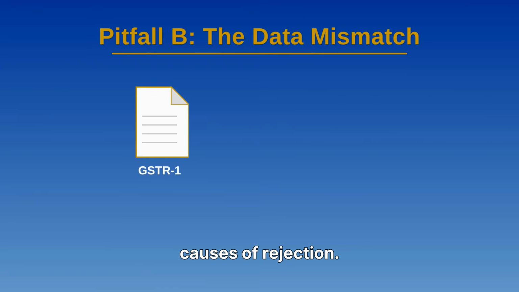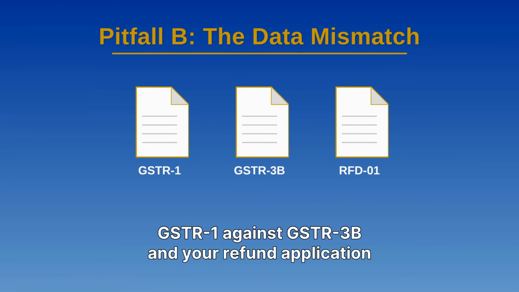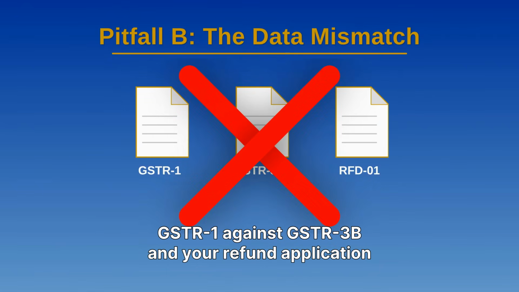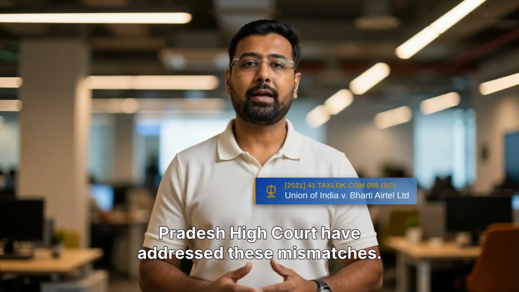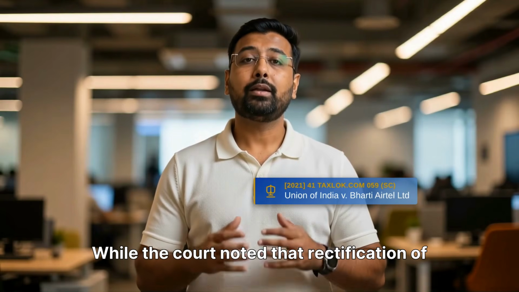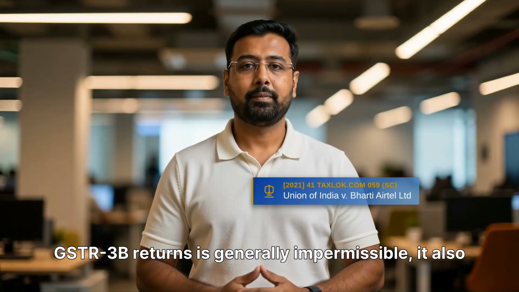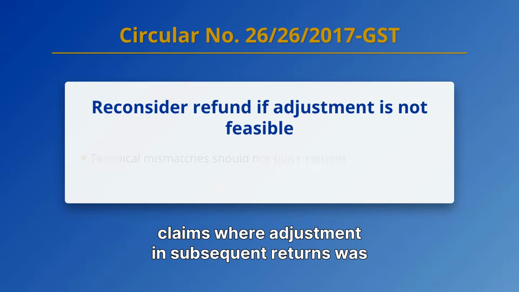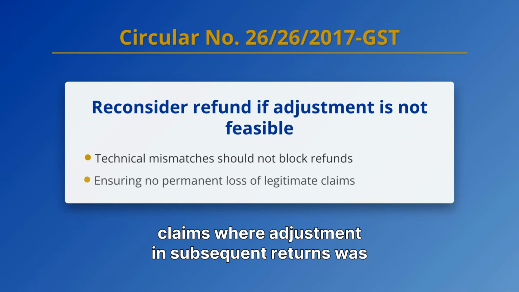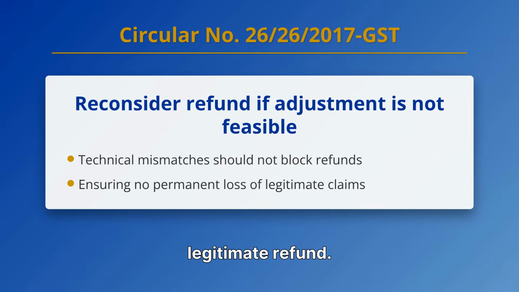This is one of the most frequent causes of rejection. Officers strictly validate the turnover disclosed in GSTR-1 against GSTR-3B and your refund application figures. Any discrepancy triggers a red flag. The Supreme Court and later the Andhra Pradesh High Court have addressed these mismatches. While the court noted that rectification of GSTR-3B returns is generally impermissible, it also directed authorities to protect the taxpayer's substantive rights. Specifically, the court directed authorities to reconsider claims where adjustment in subsequent returns was not feasible, ensuring that technical mismatches don't lead to the permanent loss of a legitimate refund.